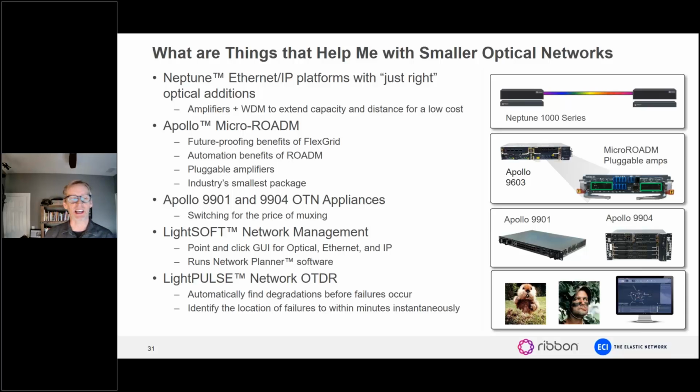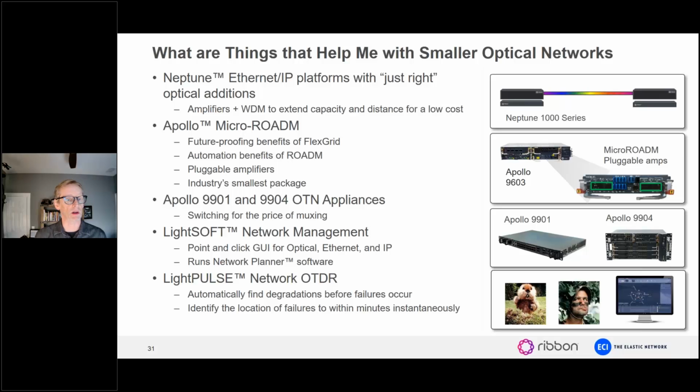So we also have 9901, 9904 OTN appliances, also very small form factor, for grooming of channels before you create the wavelength, if you need something like that. Our network management system is a product called LightSoft, and that is a very elegant system that a lot of our customers like because it manages both the optical layer and any Ethernet or IP equipment that needs to go along with that, all from a single pane of glass, and it runs that network planner software for optical network design that we talked about earlier.